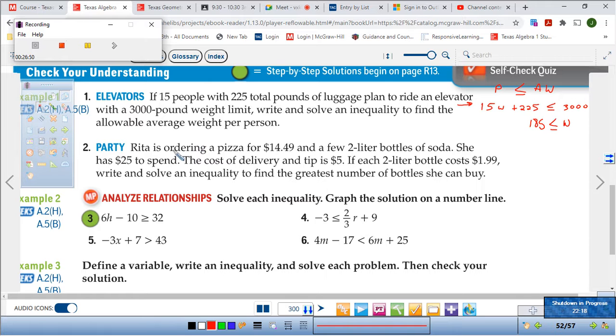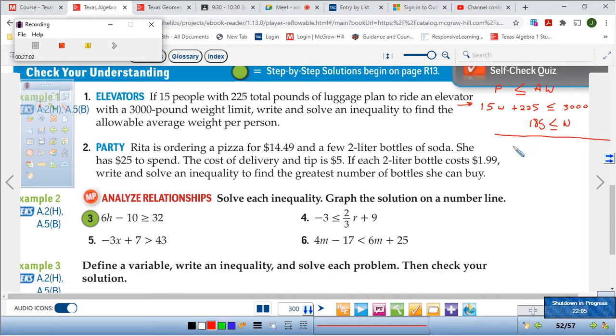Okay, Rita is ordering a pizza and a few 2-liter bottles of soda. Don't drink soda, no bueno. She has $25 to spend. The cost of the pizza is $5. Each 2-liter bottle costs $1.99. Solve an inequality to find the greatest number of bottles she can buy.